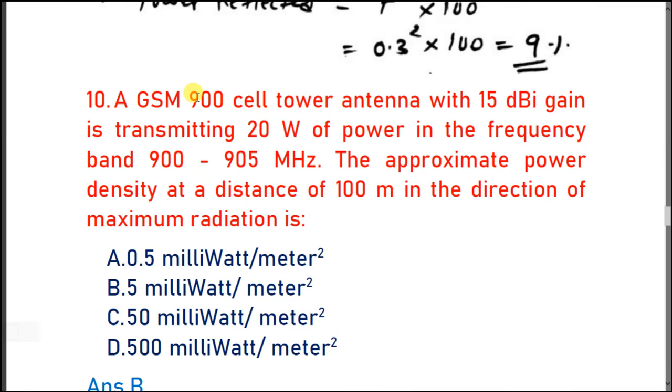Now, a GSM 900 cell tower antenna with 15 dBi gain. So gain is given as 15 dBi, transmitting at 20 watt power. So transmitter power is given as 20 watt. Frequency band is given as 900 to 905 megahertz. The approximate power density at a distance of 100 meter. So this range is also given, and you have to find the power density.